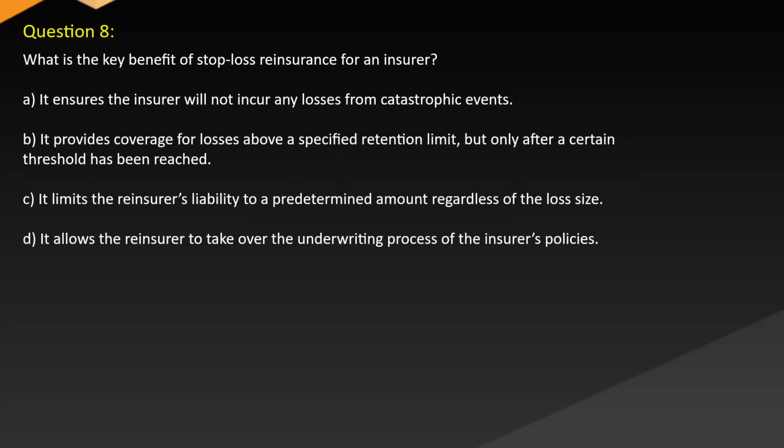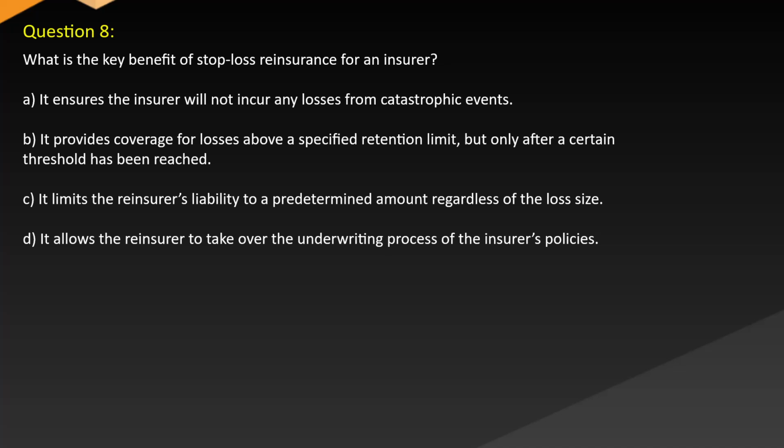Question 8. What is the key benefit of stop-loss reinsurance for an insurer? A. Ensures the insurer will not incur any losses from catastrophic events. B. It provides coverage for losses above a specified retention limit, but only after a certain threshold has been reached. C. It limits the reinsurer's liability to a predetermined amount regardless of the loss size. D. It allows the reinsurer to take over the underwriting process of the insurer's policies.